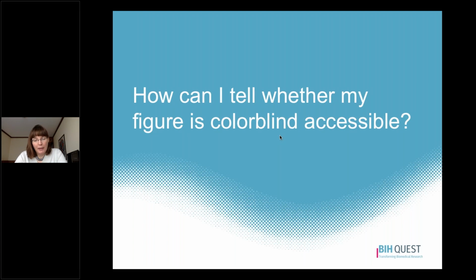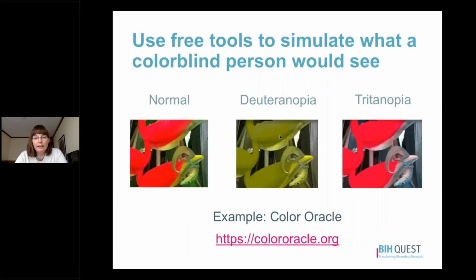Well, you might be thinking, okay, I have normal color vision, so how can I tell whether my figure is colorblind accessible or not? One can use a variety of different free tools to adjust the colors on your screen to simulate what a colorblind person would see. These are simulations. Every colorblind person is different, but they will give you an approximate sense of what someone might see. So here, for example, is a picture of a little lizard thing on a plant, and I can see what this would look like for someone with normal color vision, with deuteranopia, which is the most common form of color blindness, and tritanopia, which is the least common form of color blindness.